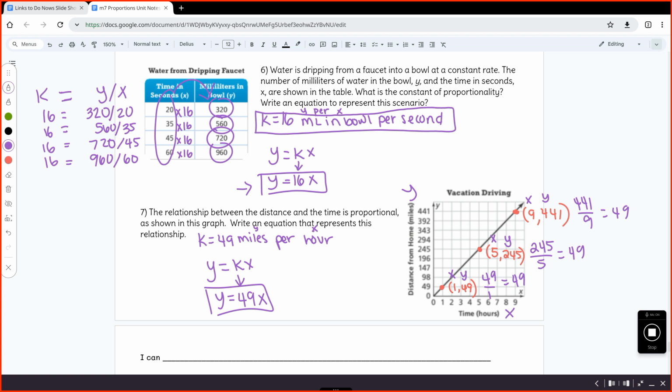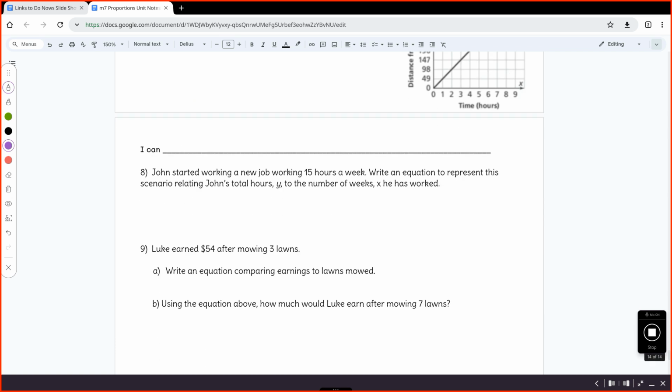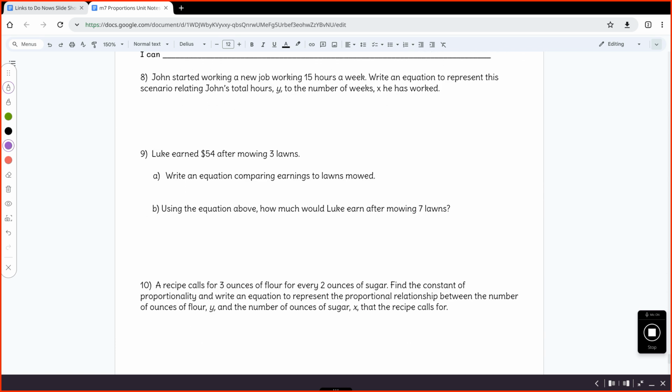All right, moving on. Number 8, John started working a new job, working 15 hours a week. Write an equation to represent the scenario relating John's total hours Y to the number of weeks X he worked. Okay, so we know that our constant of proportionality K is equal to Y divided by X. Here it is labeled that the hours are Y and the number of weeks is X. Okay, so always think about your ratio, what it would be in words. So we're given a number here, 15 hours a week, 1 week. 15 hours in 1 week.